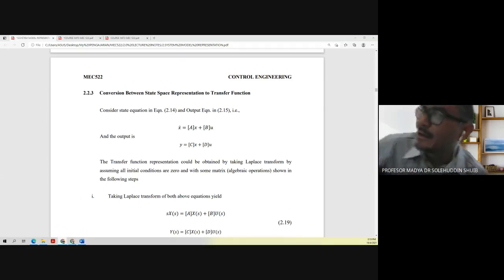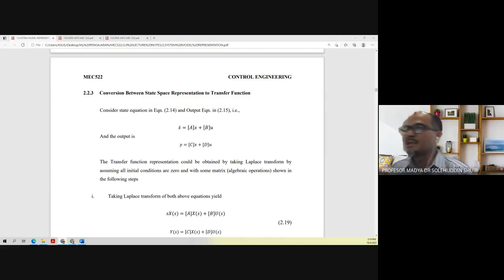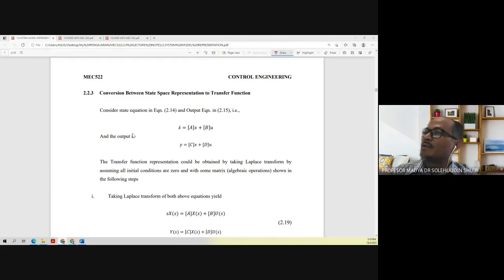Welcome back. So we proceed with another section, which is how to convert between state space representation to transfer function. We have to consider the state equation that I have shown to you just now, and the output equation. So equation 2.14 and equation 2.15, which is the one that we have just now.